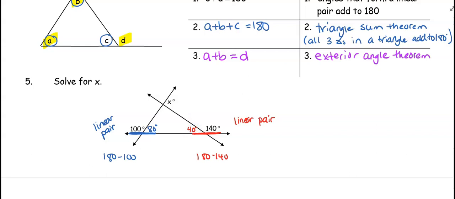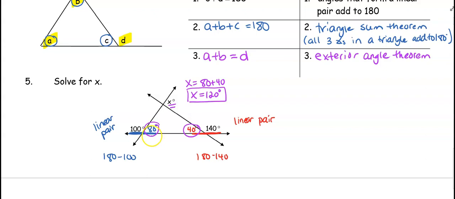Okay, at this point, you could find x. If I use the exterior angle theorem, it says the remote interior angles are equal to the exterior angle. So I can find that x is equal to 80 plus 40 and find that x is 120 degrees. That's using your new theorem, which makes it a little bit shorter. Let's say you forgot about that, which is okay.